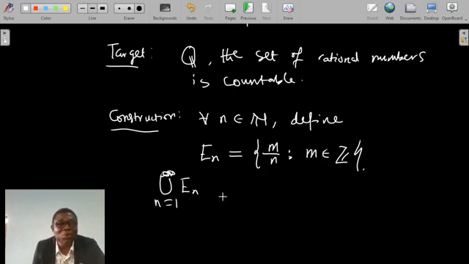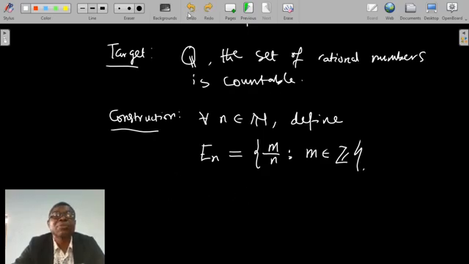Then the next thing we should establish is that this union is actually equal to Q, the set of rational numbers. When this is established, it means that Q is a countable union of countable sets, and therefore countable. That is the idea behind what I'll do in this square. So let us try to do that.